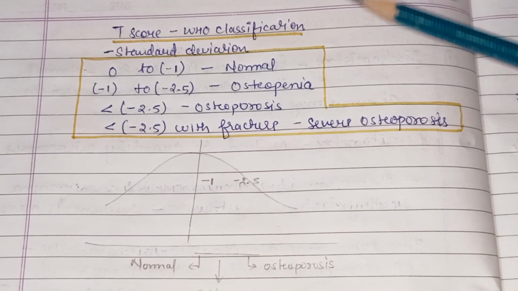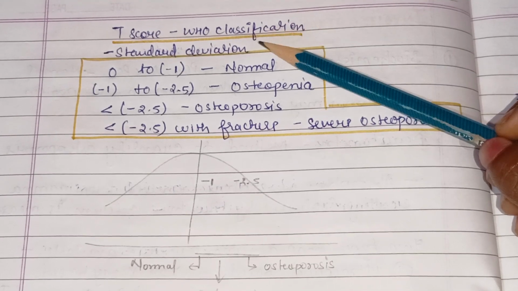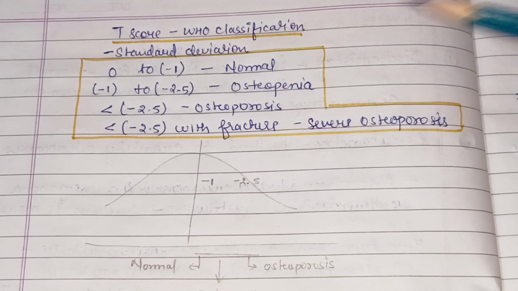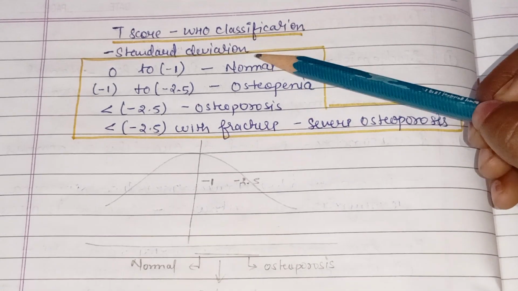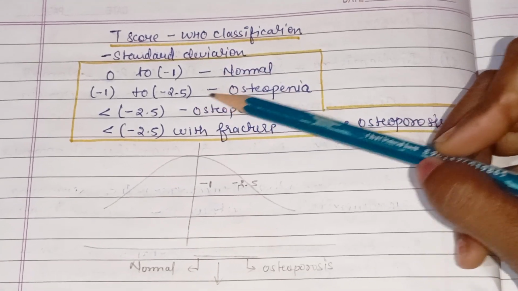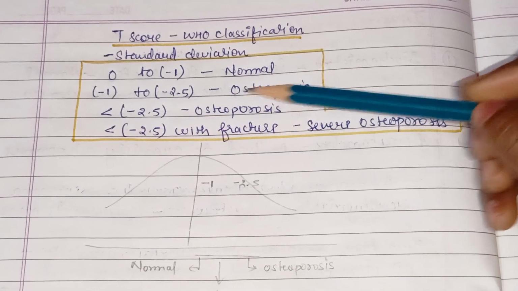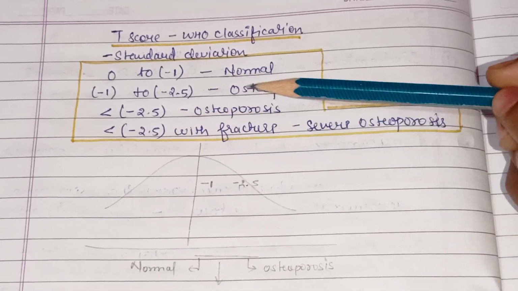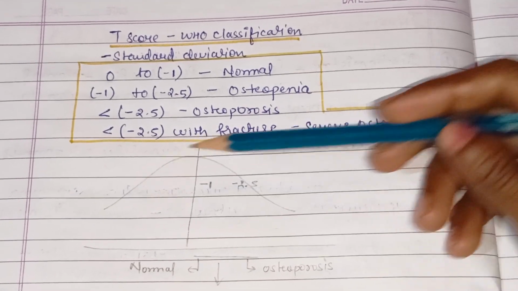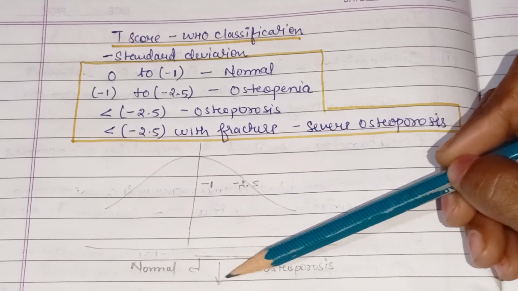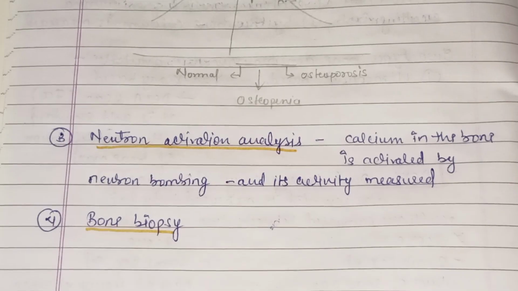Here you can easily remember the T score WHO classification, which is in standard deviations. We can easily classify the osteoporotic patient. 0 to -1 is normal, -1 to -2.5 is osteopenia, less than -2.5 is osteoporosis, and less than -2.5 with fracture means fracture is involved, so severe osteoporosis. You can easily remember this by this graph of normal, osteopenia and osteoporosis. These are the given values.